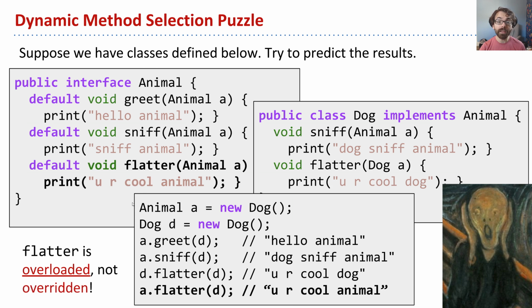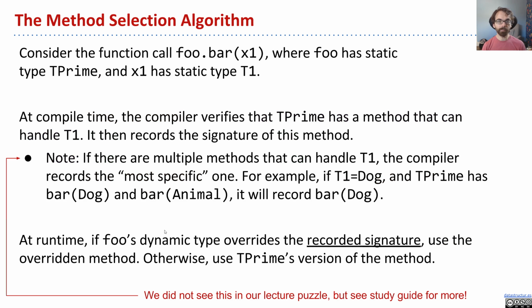Now, an alternate way of thinking about this is something I call the method selection algorithm, okay? This is just something I've thought about, and I've seen this approach also helpful for explaining this to students. This is going to seem a little jargony, but we'll relate it to the problem we just did. So let's consider a function call that goes like this: foo is the invoking variable or expression, dot bar, where bar is the name of the method, and we take in a variable x1. Let's say that foo has static type t prime, and x1 has static type t1.